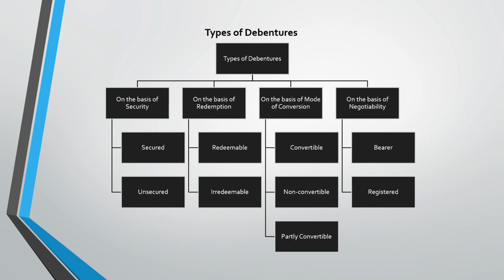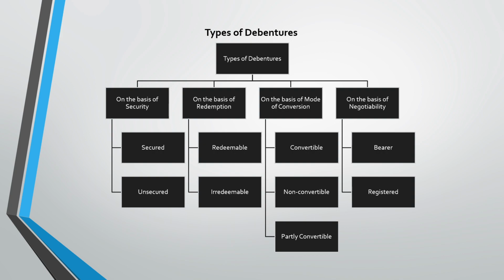For this, we can take an example of a check. A bearer check, the name won't be written anywhere. So a bearer check can be transferred by mere delivery. If Mr. X is giving the check to Mr. Y, then Mr. Y can be the holder of that check. Same in the case of debentures. The bearer debentures, the name of the debenture holders won't be mentioned. So it can be transferred by mere delivery.